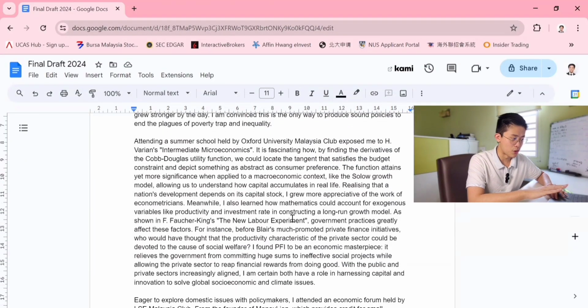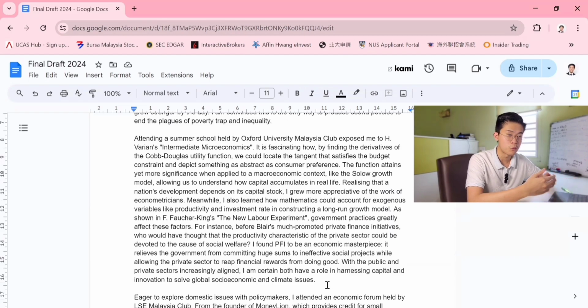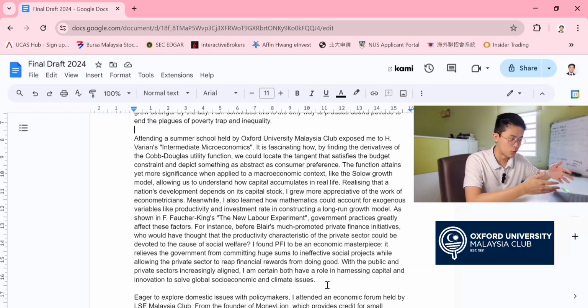So that's the second paragraph, and we move on to the body paragraph, which as you can see is the longest. This is the part where I talk about my experience going to workshops held by Oxford University Malaysia Club. I also went to the Cambridge one and the LSE events. So the good thing about being a Malaysian is that you have a bunch of very good alumni who went to the UK before, and they will come back during the summer breaks to talk about their experience applying to universities and give you tips about how you could do better in your own application.